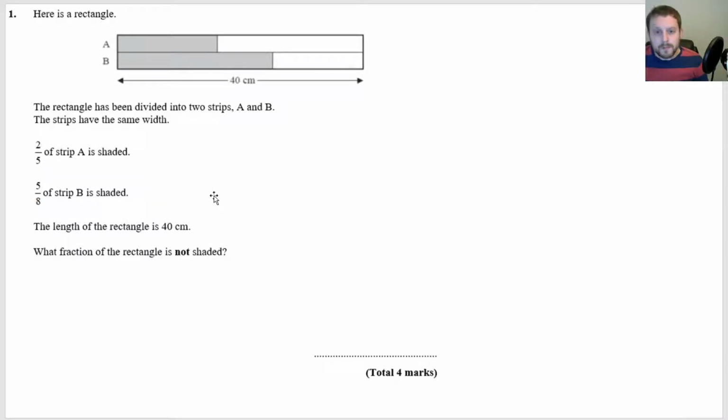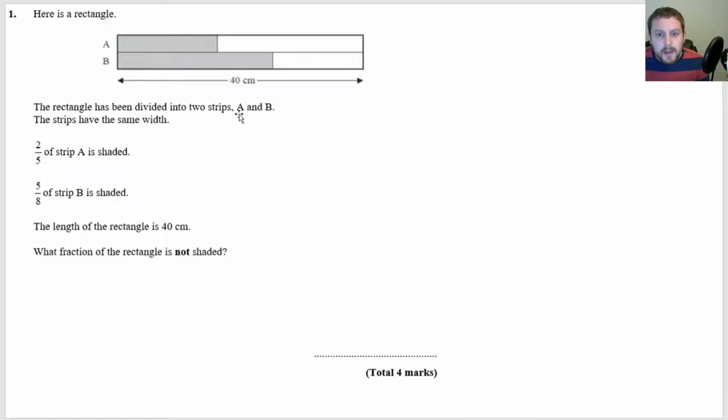Okay, number 1. The rectangle has been divided into two strips, A and B. The strips have the same width, and 2/5 of strip A has been shaded and 5/8 of strip B has been shaded. It says the total length is 40 centimeters. What fraction of the rectangle is not shaded?